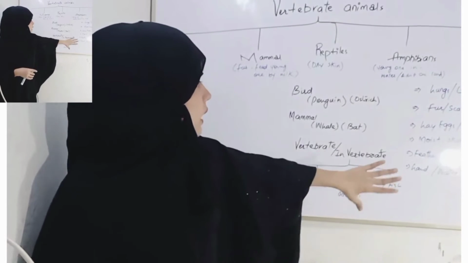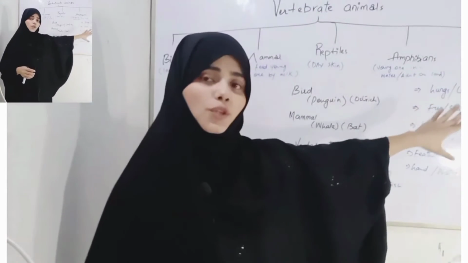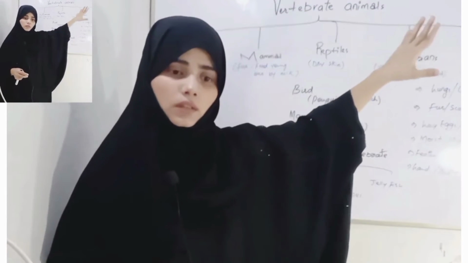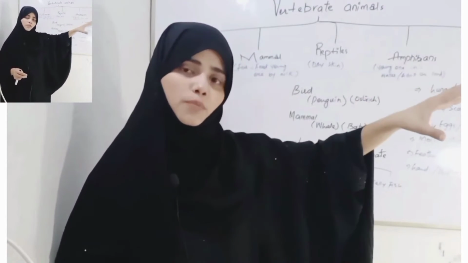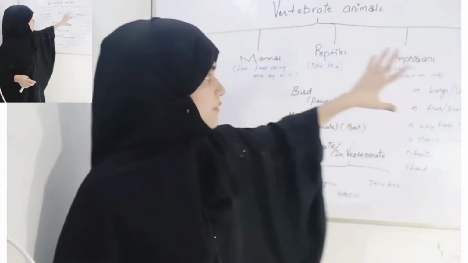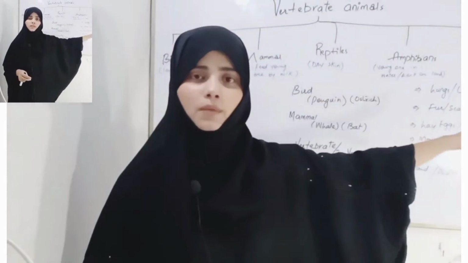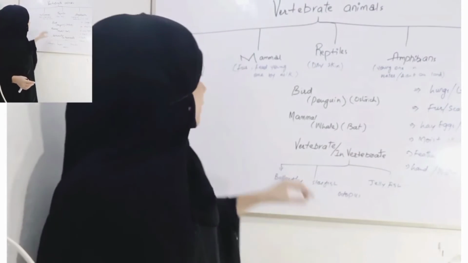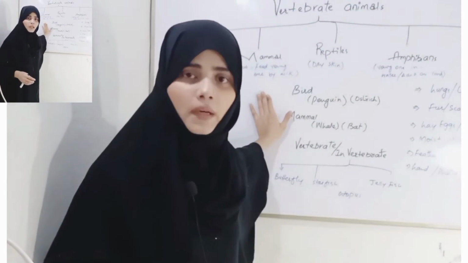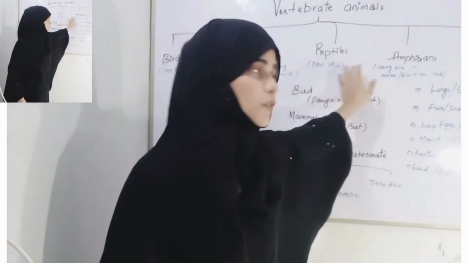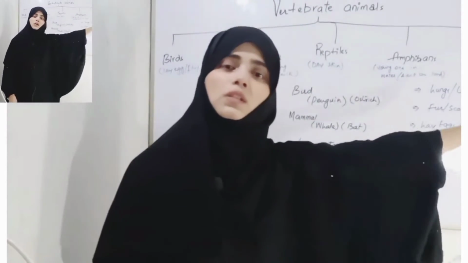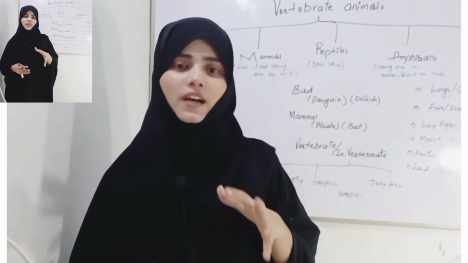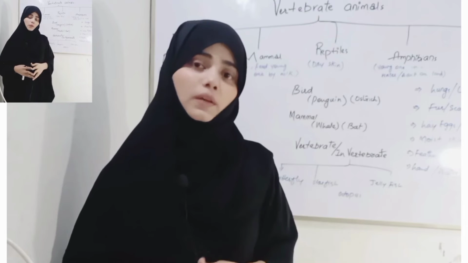So I have told you in this video tutorial about 5 groups of animals, and all 5 are vertebrate animals. They have a vertebral column, they have a backbone. Number 1 animal is bird, number 2 mammal, number 3 reptiles, number 4 amphibian, number 5 is fishes. I have told you about 5 characteristics of each group.